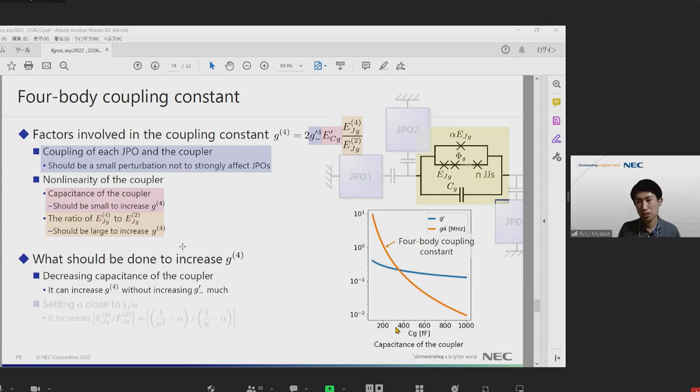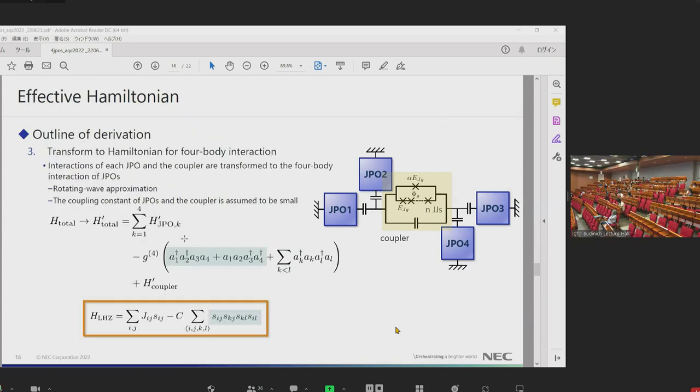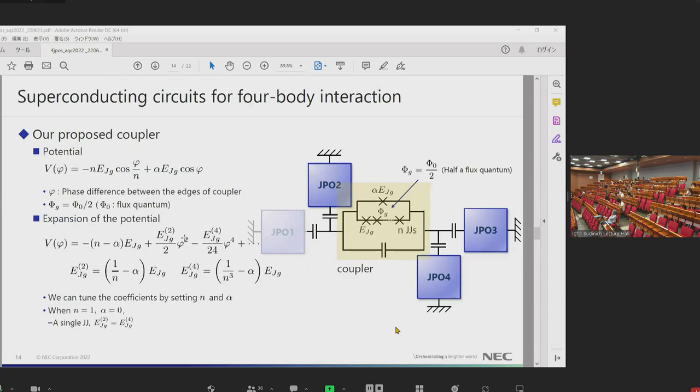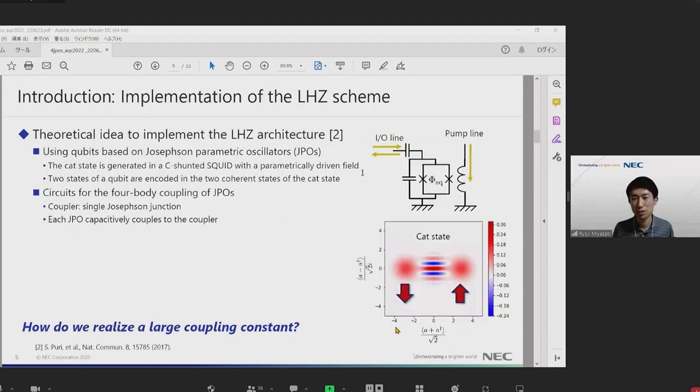In this theoretical study, we do not consider the measurement itself. We only consider the state in the circuit, so we ignore the measurement. If you define JPO as a qubit, some cat state qubit, how do you measure it? With dispersive measurement or what? That is related to the experiment. There is a conventional way to measure the state in the JPO, so it is not our original work anyway. Okay, thank you.